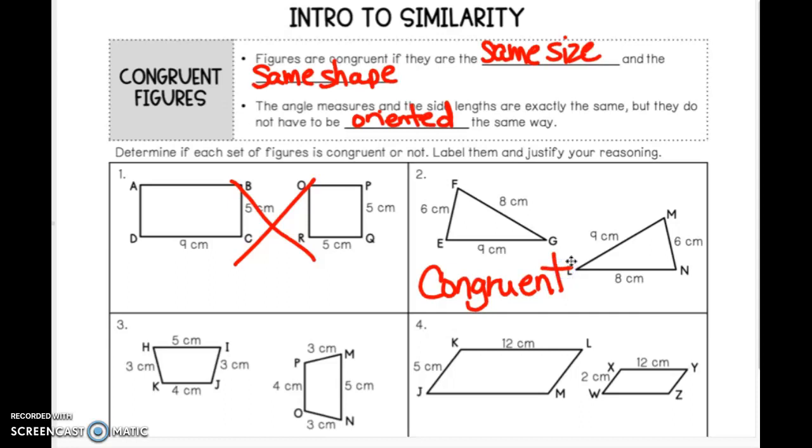Okay? So in the next one, I can see right away they are both trapezoids, so they are the same shape. Same size, they need to have exactly the same side lengths. So we have a 5 and a 4 for bases. We have a 5 and a 4 for bases. Both sides over here are 3, so both sides are over here, so these are congruent.